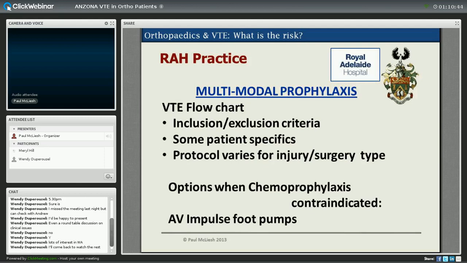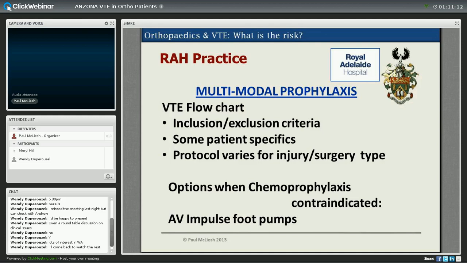So the practice at the Royal Adelaide, when I left, they had a flow chart, and that's on the next slide. I'll show you in a sec. That explains. It looks a little bit complicated, but it was actually a little bit simpler to use in practice, and it had included some specifics about patient injury, about the patient themselves, but then also varied depending on the type of injury and the surgery as well, which is important to get that balance, I think.